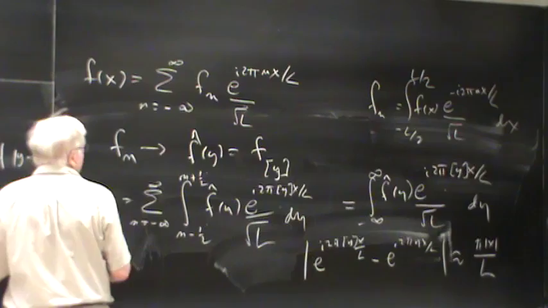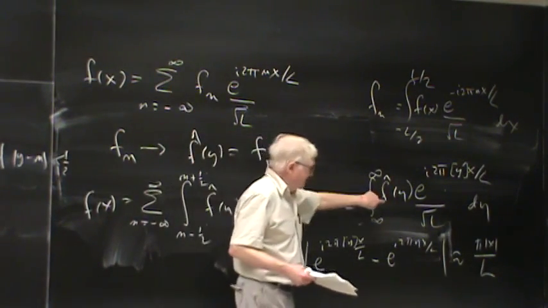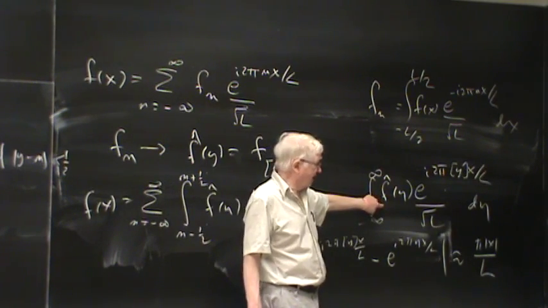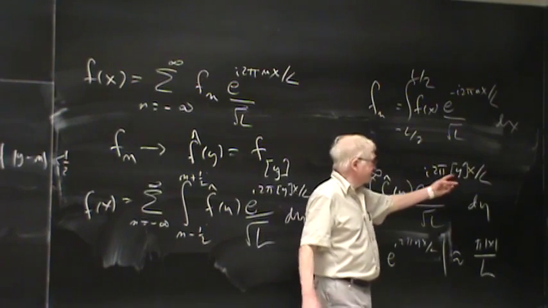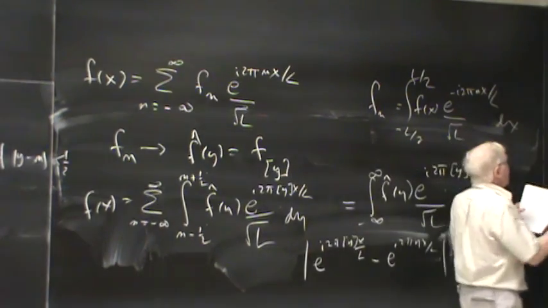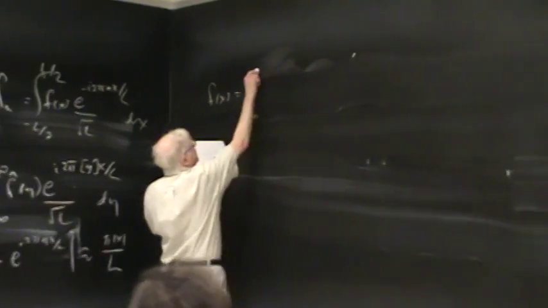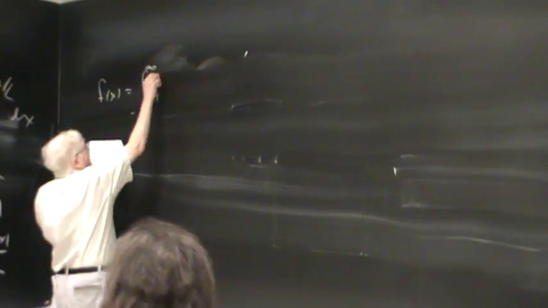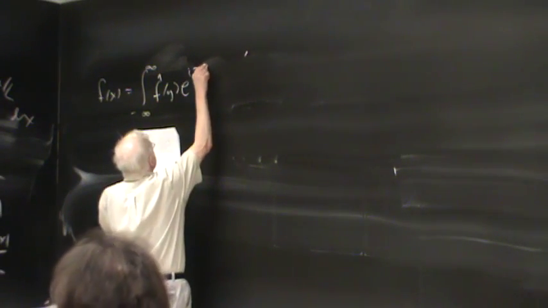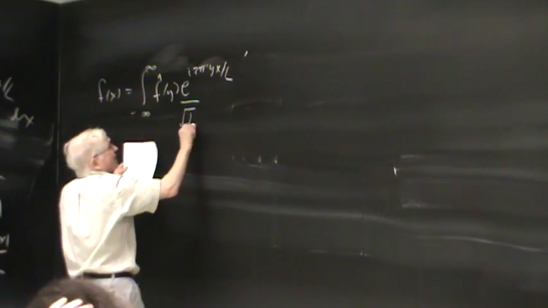So in other words, this transition has been to rewrite this Fourier series in a very bizarre way, and then replace the nearest integer to y by y itself. And when we do that, what we have is f of x is an integral from minus infinity to plus infinity of f hat of y, e to the i 2 pi y x over L, square root of L dy.